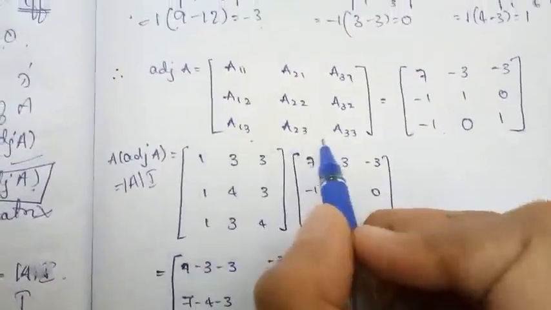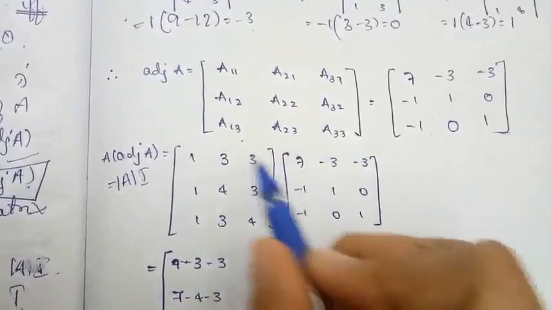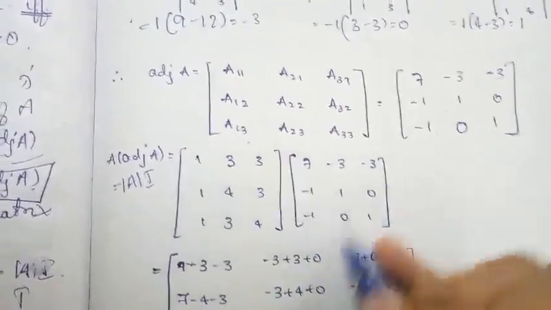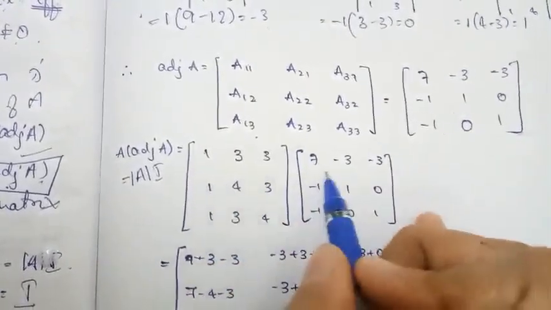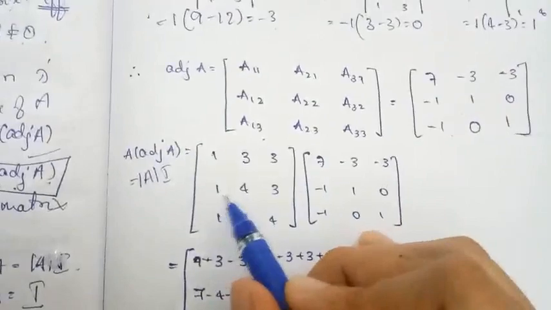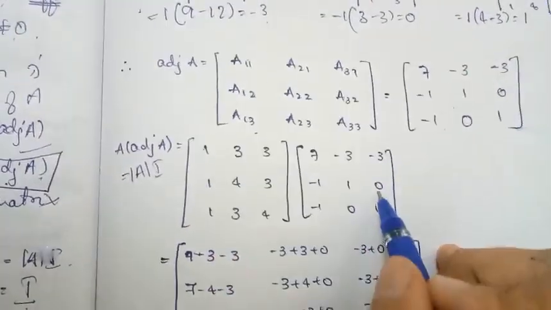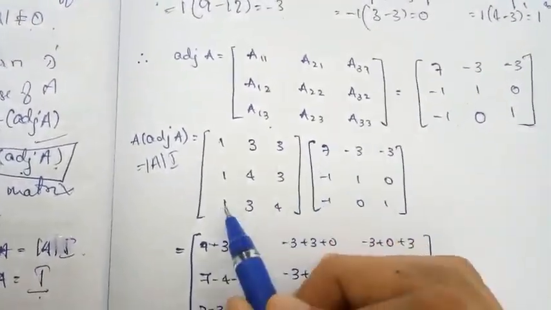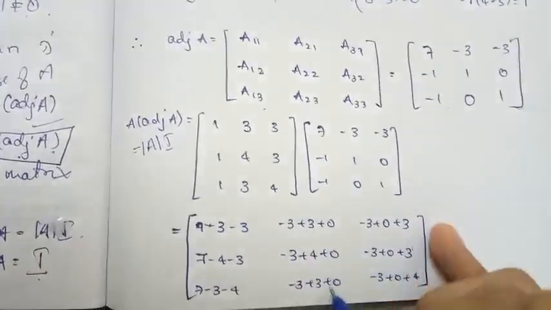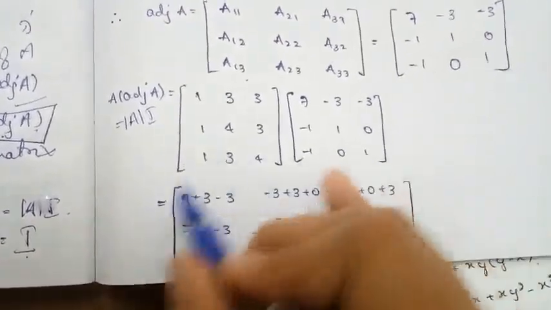So while multiplying, we are going to get 7 into 1, 7, -3, -3. Then next, -3 plus 3, 0. -3, 0 plus 3. Again 7, -4, -3. -3 plus 4, 0. Again -3, 0, 3. Here 7, -3, -4. -3 plus 3, 0. -3, 0 plus 4. So now you got this one.